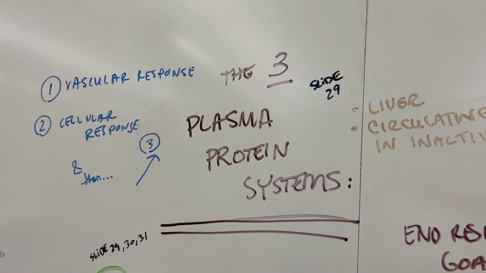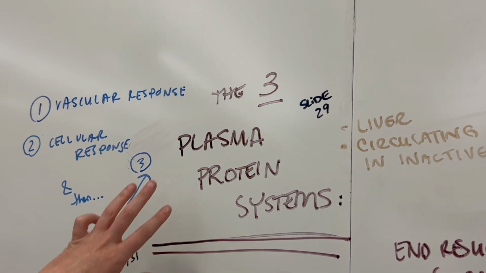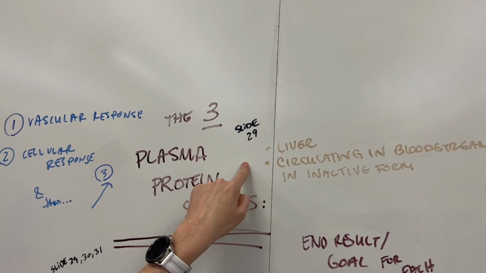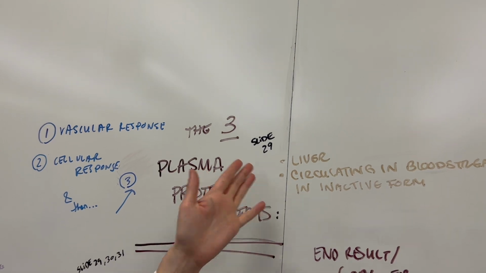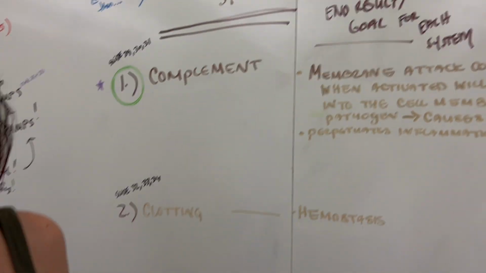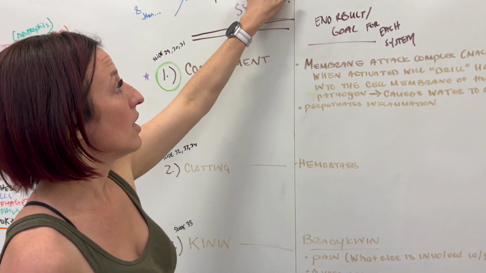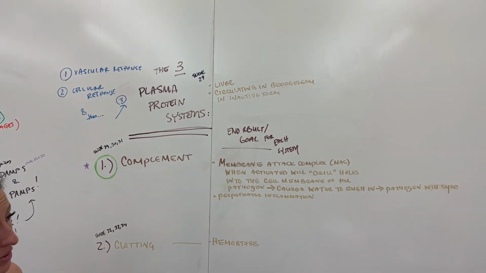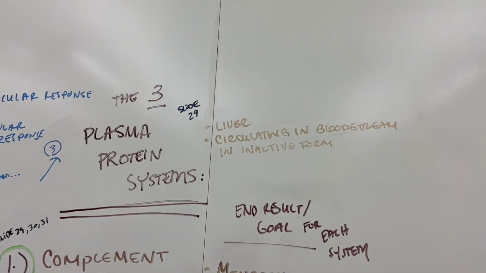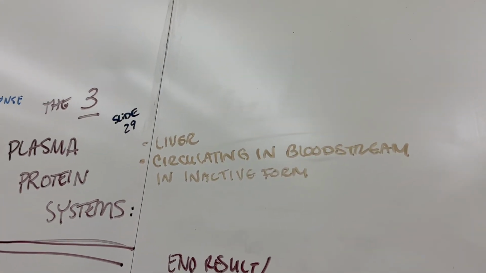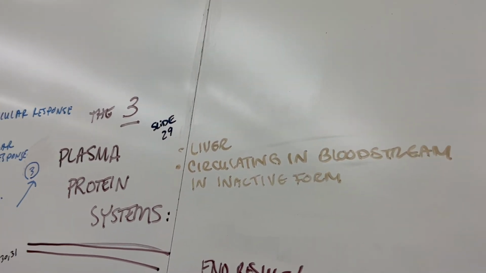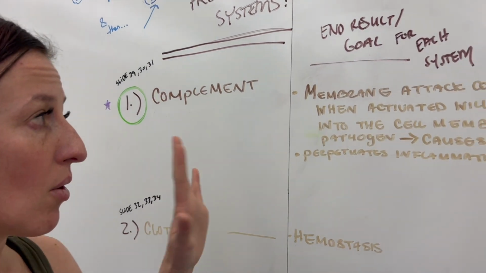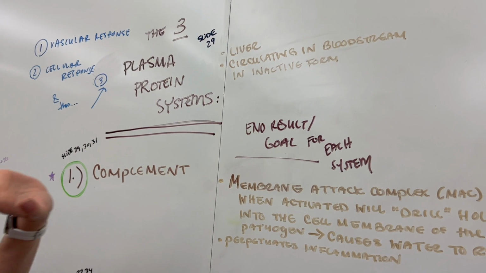The plasma protein systems are made by the liver. So these are really important. If someone was in liver failure, they would be immunocompromised because they would lose this functionality. The liver makes these, and then they circulate in the bloodstream in an inactive form. It would be very bad if they were activated all of the time, because then you'd be getting blood clots all of the time, or you'd have complement attacking things. So we only want this to be activated when we need it.